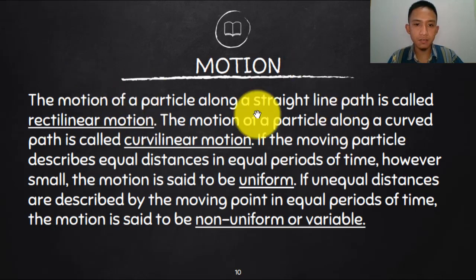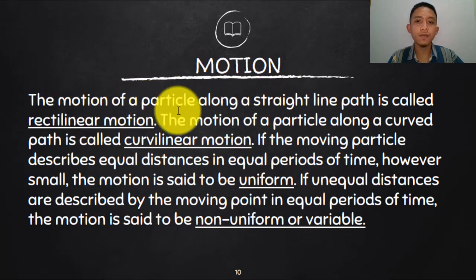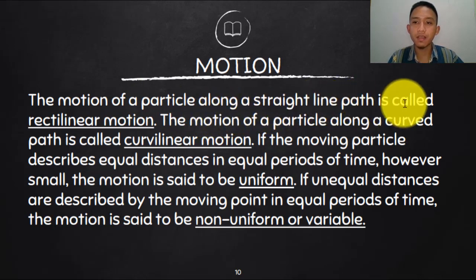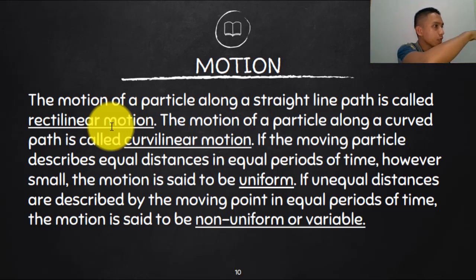Okay, so here are the types of motion. The motion of a particle along a straight line path is called rectilinear motion. Let's say the flow of movement is straight. It doesn't matter if it is inclined, going down, going up, or flat. As long as it follows a straight line, that is what we call rectilinear motion.